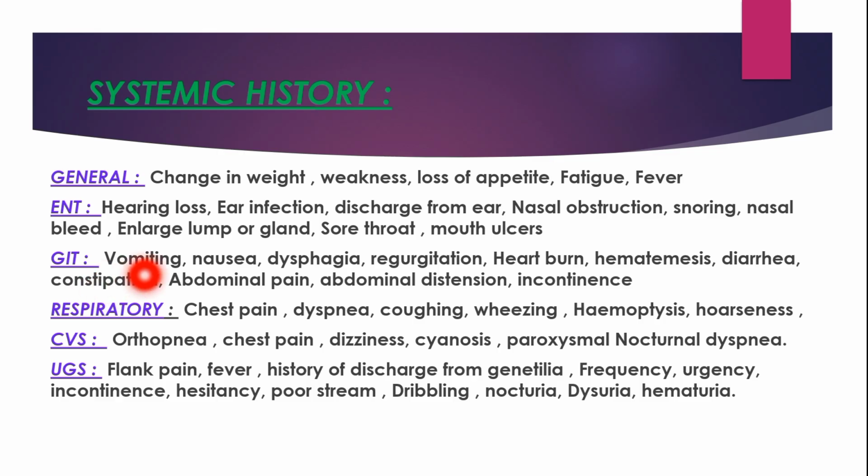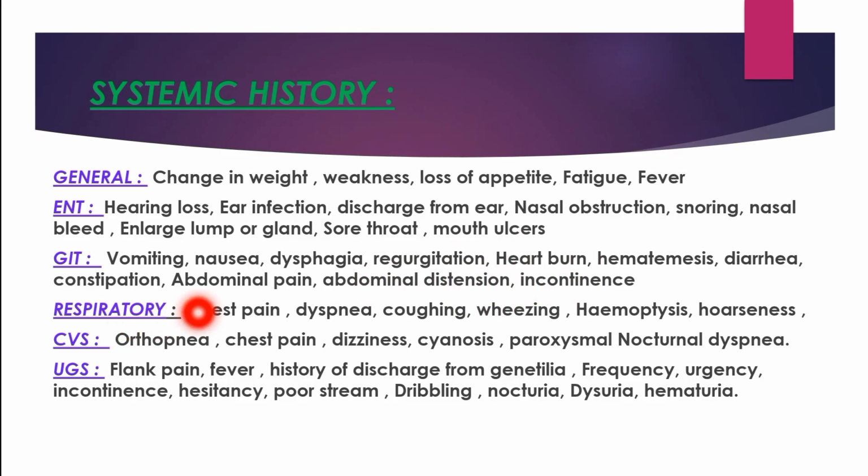And in GIT ask about the history of vomiting, nausea, dysphagia, regurgitation, heartburn, hematemesis, diarrhea, constipation, abdominal pain, abdominal distension, and incontinence. In the respiratory system, ask about a history of chest pain, dyspnea, coughing, wheezing, hemoptysis, and hoarseness of voice. And in CVS ask about the history of orthopnea, chest pain, dizziness, cyanosis, and paroxysmal nocturnal dyspnea.